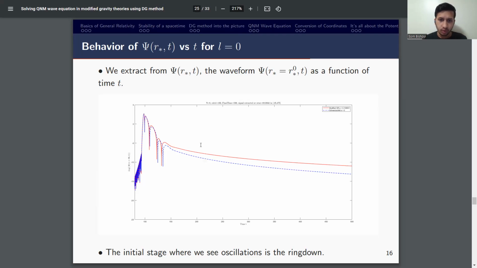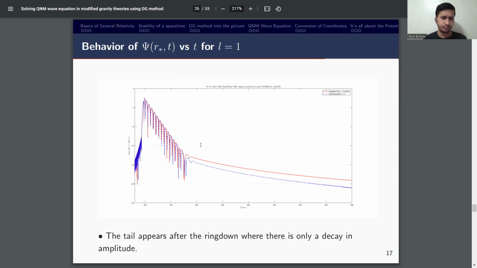If we see, this is for the L equals 0 case, and we see that there are initially some oscillations and then a long decaying tail. This is a semi-log plot of log psi versus time. We notice that the initial stage where the oscillations are present is called the ring down stage.